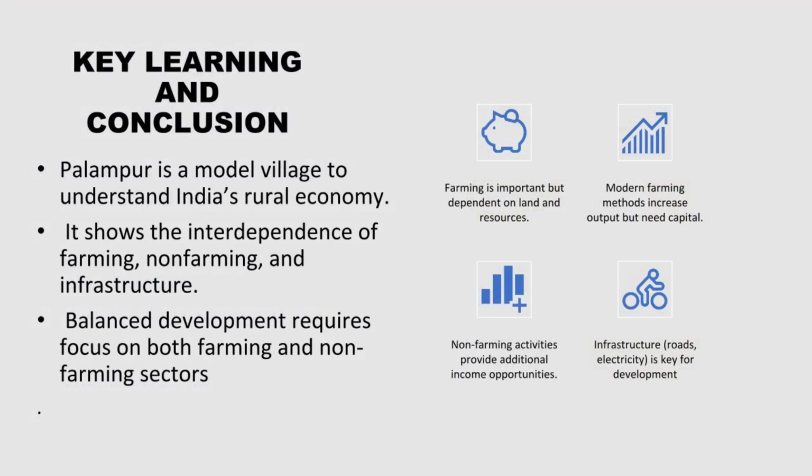Farming is important but dependent on land and resources. Modern farming methods increase output but need capital. Non-farming activities provide additional income opportunities. Infrastructure, roads, electricity, is key for development.